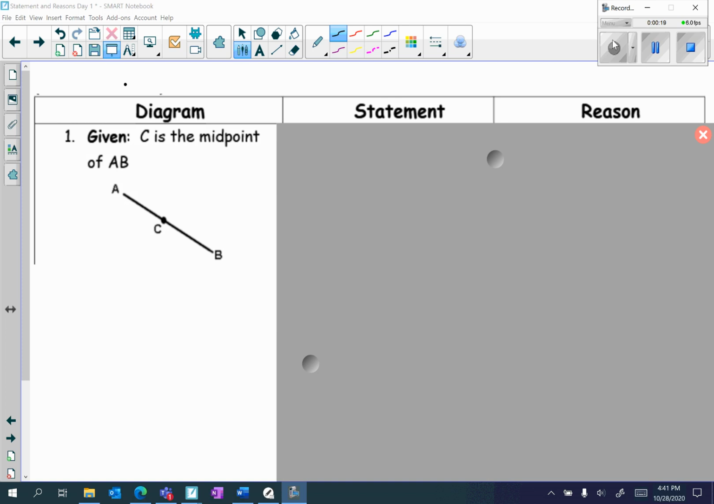Given C is the midpoint of AB. Notice I see the word midpoint. I'm going to circle it and I'm going to write the definition as my reason. But my statement is the conclusion based off of the given. So if C is the midpoint, AC is congruent to BC.